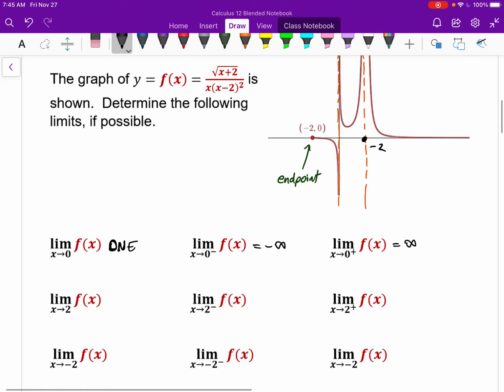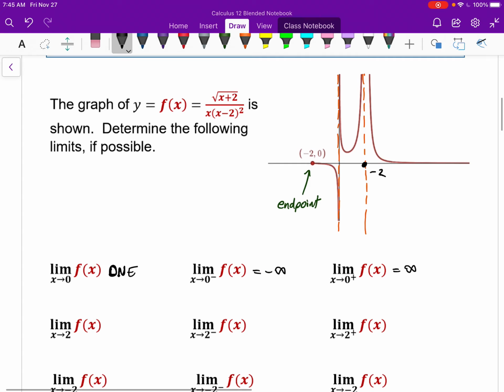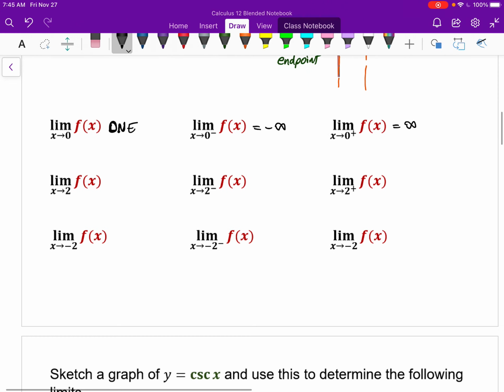All right, what if we approach 2? Well, again, if I just approach 2 from both sides, that's the first one, from the left and the right, it's approaching infinity. So this will equal infinity, this will equal infinity, and this will equal infinity.